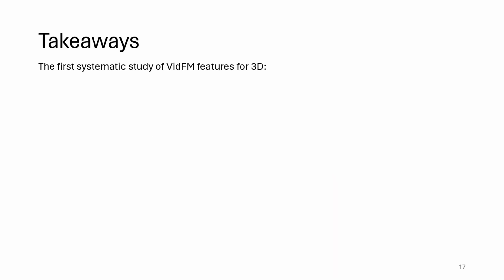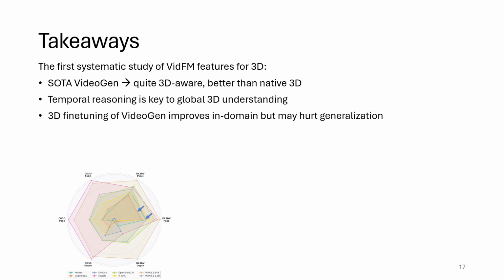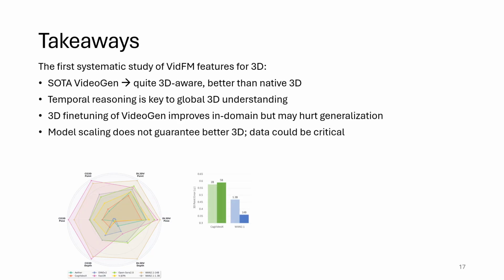To wrap up, state-of-the-art video generators are quite 3D aware, sometimes better than the native 3D models. And temporal reasoning is the key. 3D fine-tuning helps in domain, but can hurt out of domain. And video priors give you data-efficient 3D reconstruction.